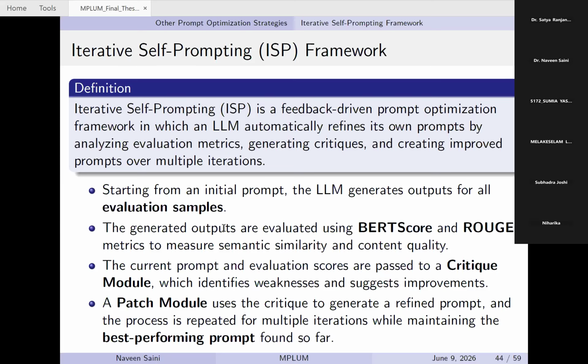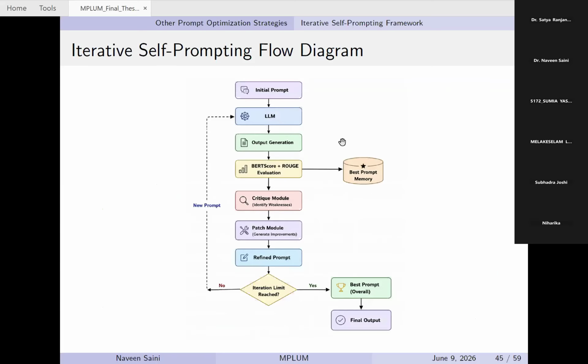For example, let me illustrate this procedure using the flow diagram. So the initial prompt is there. I have provided it to the LLM. The LLM will generate the summary, right? Now you can evaluate the score of this summary using the BERT score and the ROUGE score. You already know, I already discussed this. There is a best prompt memory, so it keeps the score here. Currently the score is this one. Suppose it may not be the best, because it is an iterative procedure.